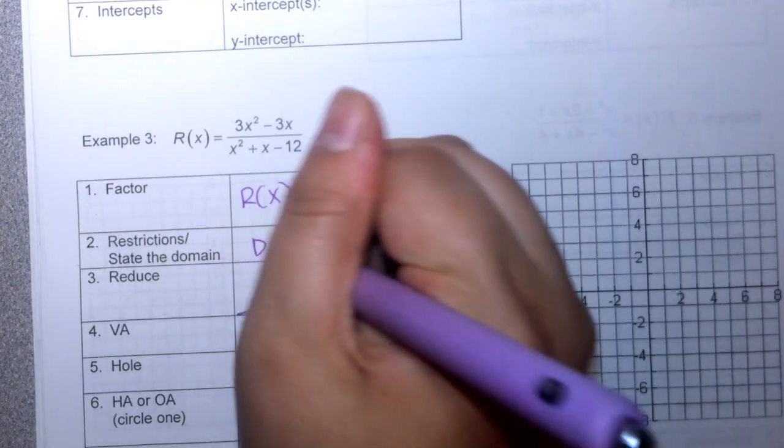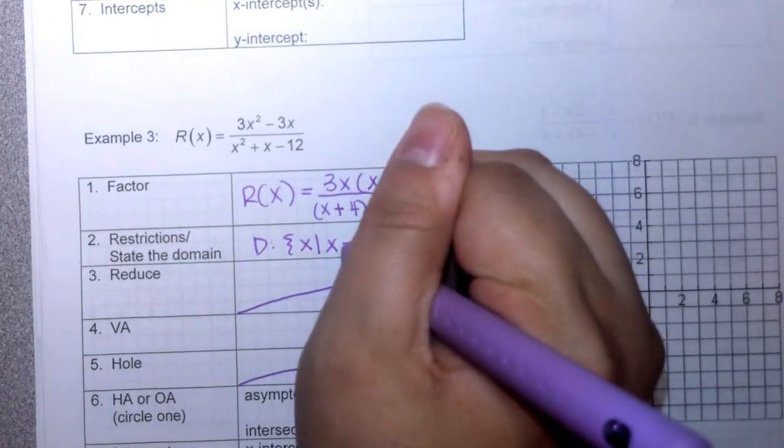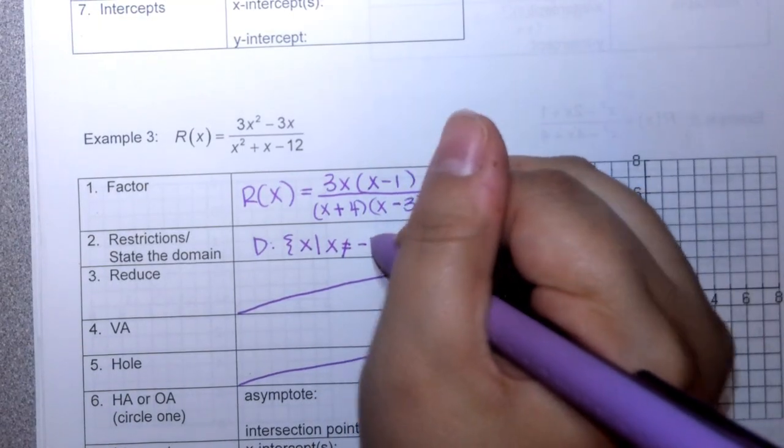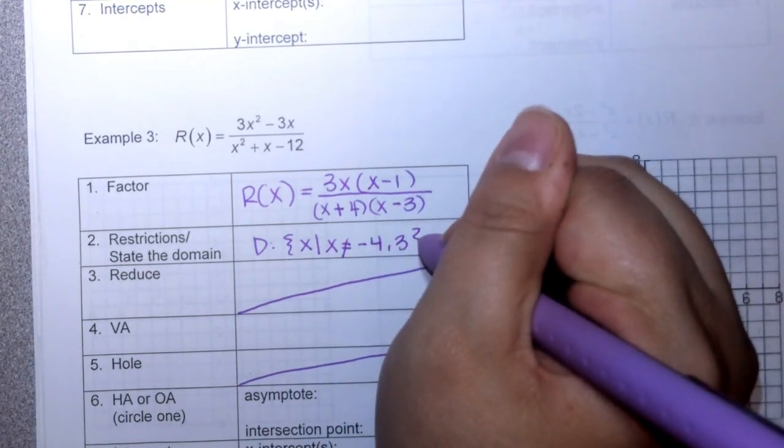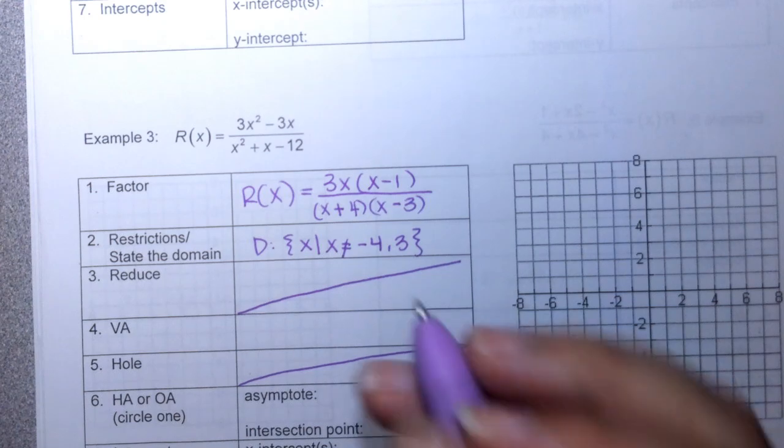What is my domain? You can absolutely do a comma for the domain. I would prefer you not to do a comma for vertical asymptotes, because I want their equations.